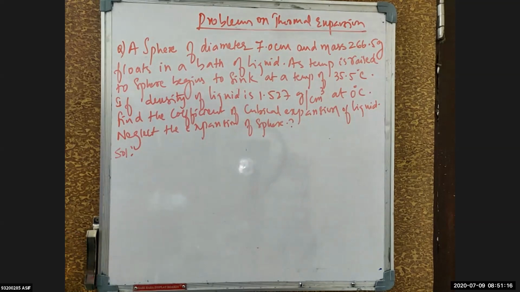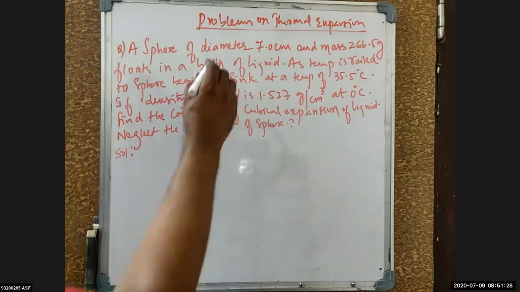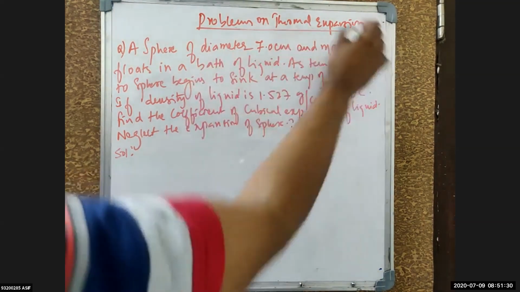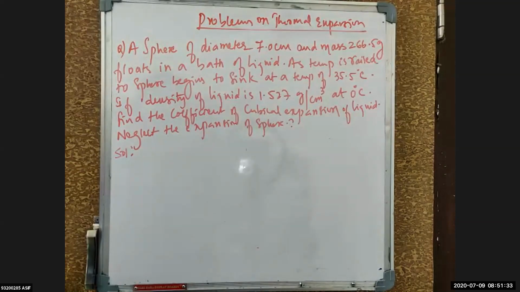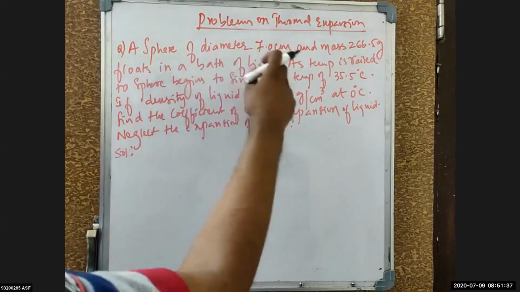We got a sphere of diameter, how much for me? 7 centimeter. That means radius will become how much? 7 by 2. 7 by 2 will be your radius in the given condition. So sphere of diameter 7 centimeter, mass is given as 266.5 grams. Everything is in the same unit, so no need of a conversion. It floats in a bath of liquid.